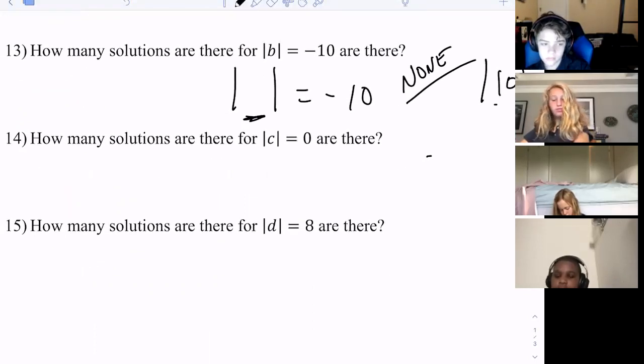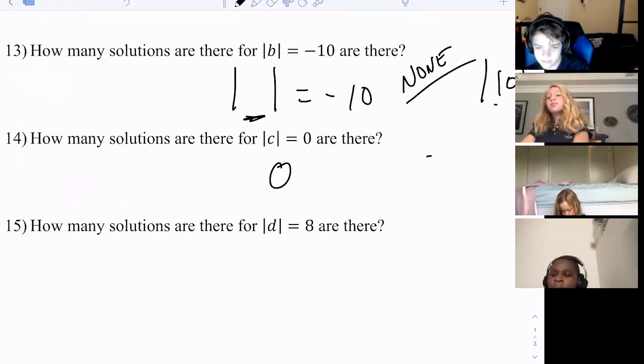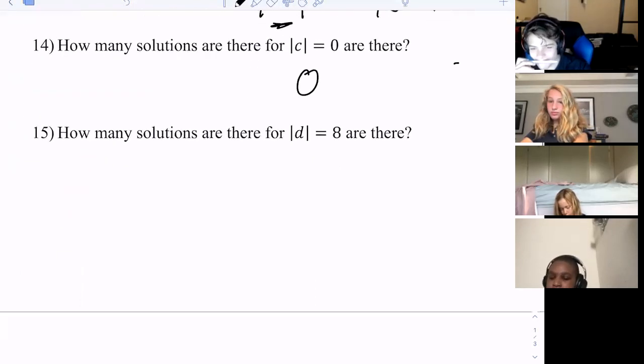Ms. Cussel, how many solutions are there for C? The absolute value of what is 0? 0. That is correct. There's only one solution for 0. There's no solutions if it's negative. And there's 2 solutions for all others. All right, hopefully that's good.